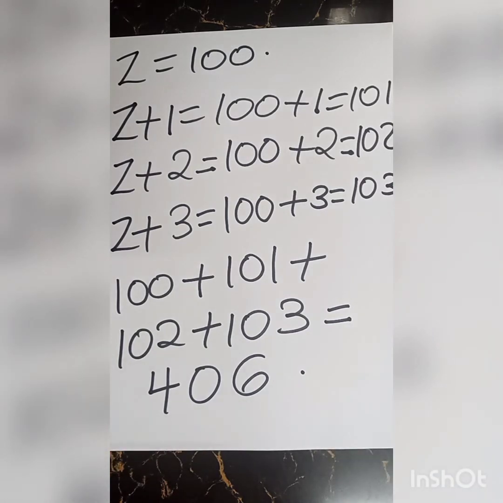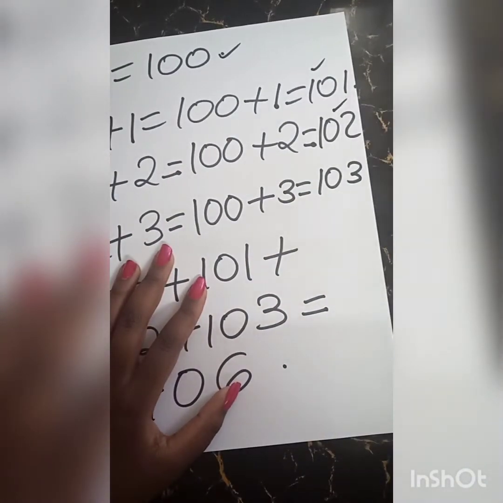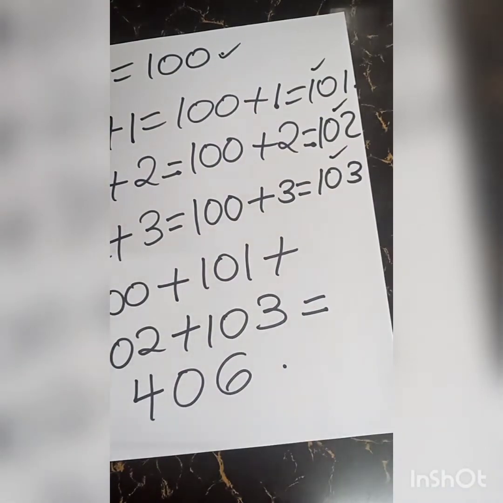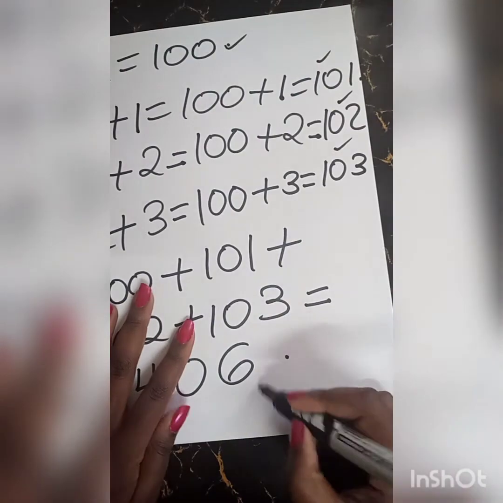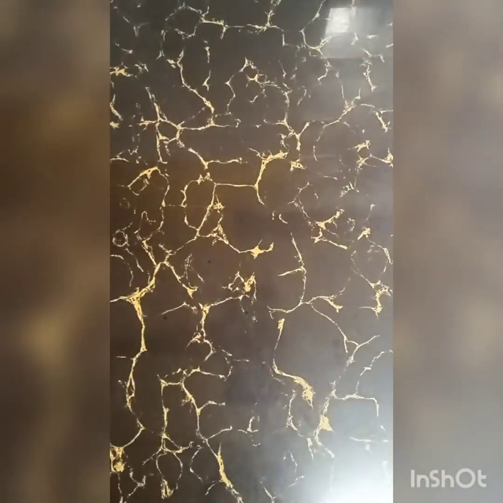And so we can conclude that our four consecutive whole numbers are 100, 101, 102, and 103. Are we together? Quite easily done. Let's now go through the third question.